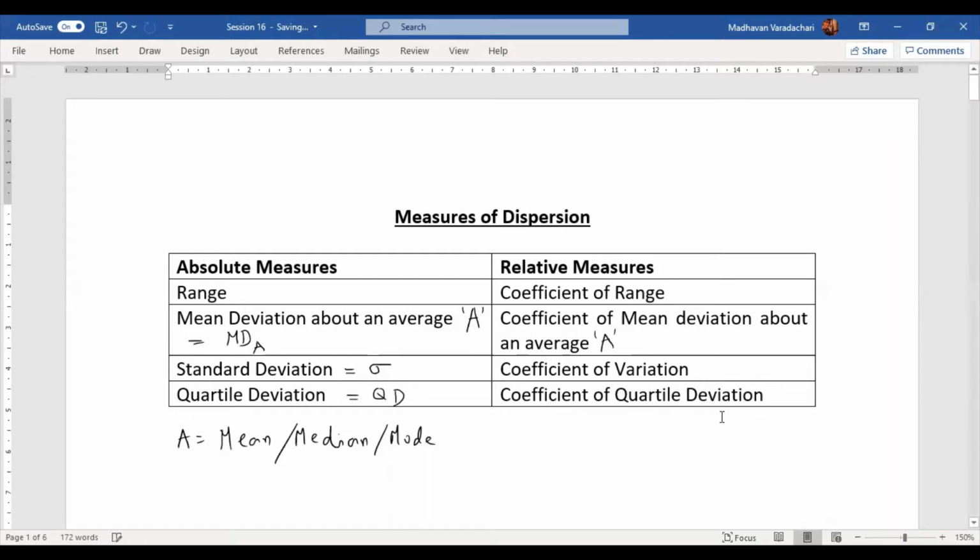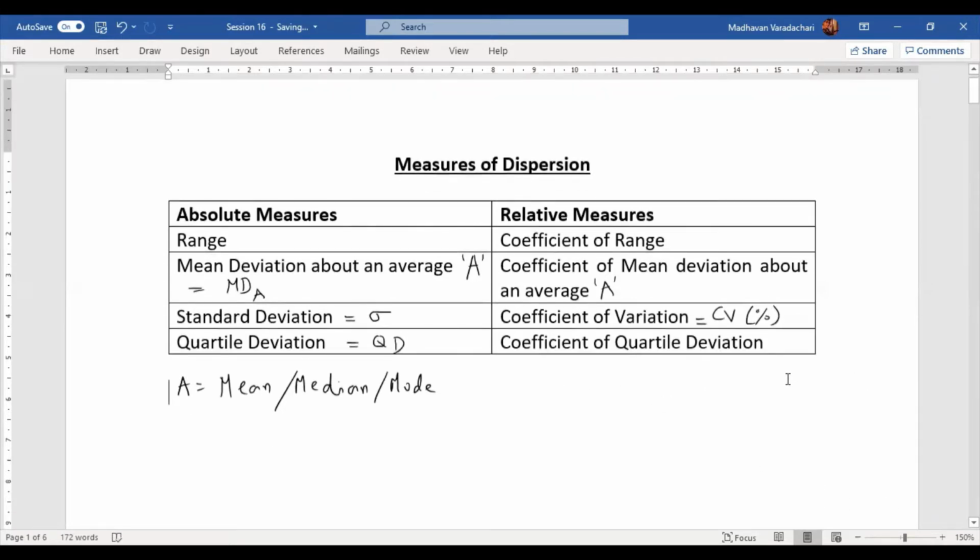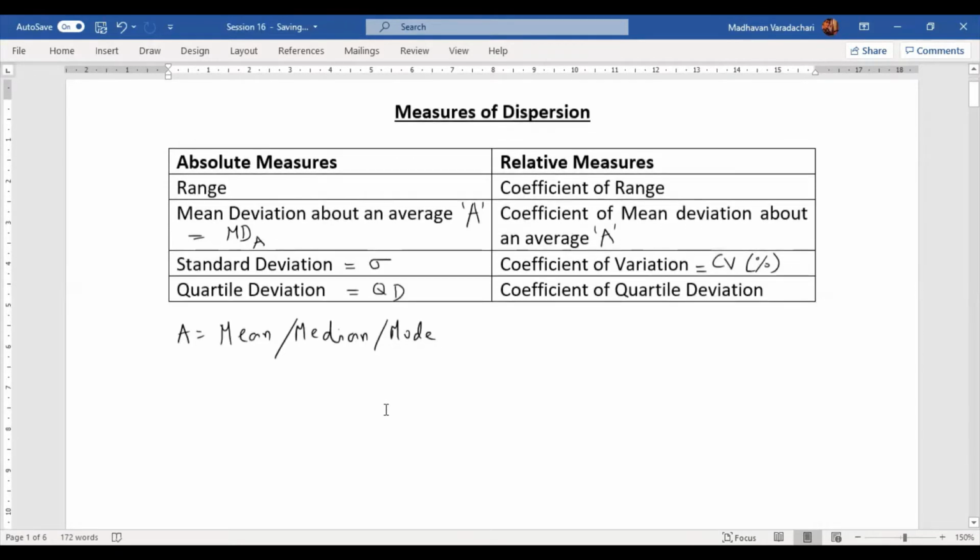Then the corresponding relative measures are coefficient of range, coefficient of mean deviation about an average A, and coefficient of variation. Generally, this is written as CV and it is calculated in terms of percentage. Then coefficient of quartile deviation. Now we will see what are all the formulas to calculate each of these.